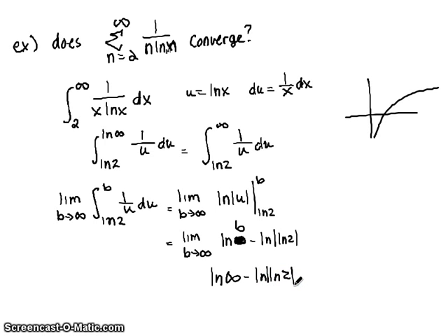And if we think again about natural log of infinity, that's just going to be infinity. Infinity minus a number is still going to be infinity. So our integral is infinity. So that means the integral diverges. So if the integral diverges, the sum diverges. So that sum does not have an answer.